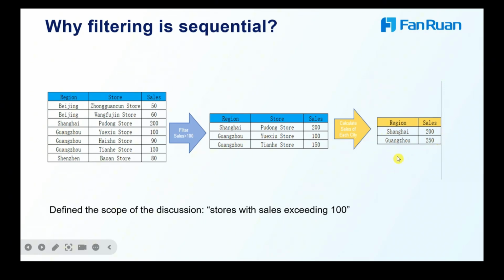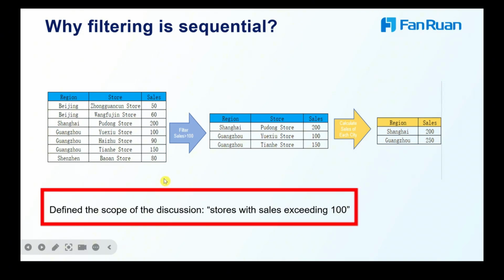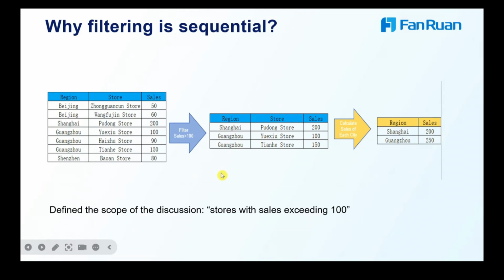So, what did the filter do here? It basically set the boundaries for our discussion. With so much detailed data, I only want to analyze the branches with sales over 100. Everything else is filtered out. As we covered earlier, aggregation is really an analytical process.